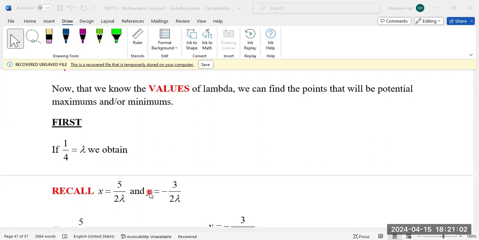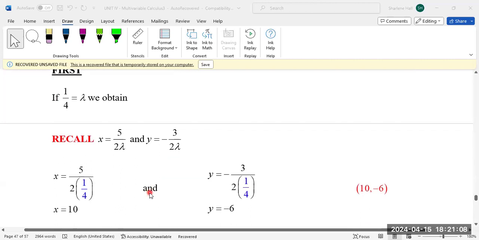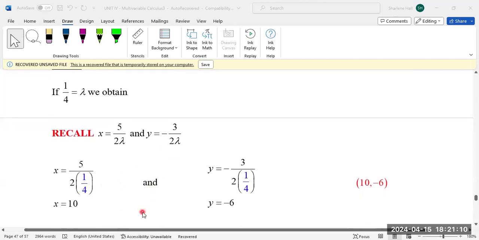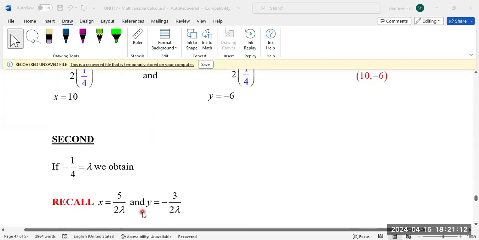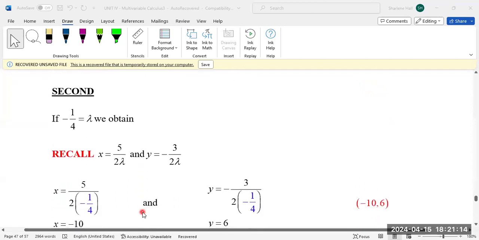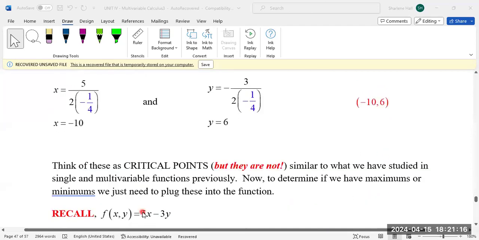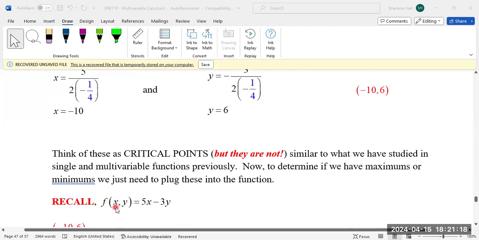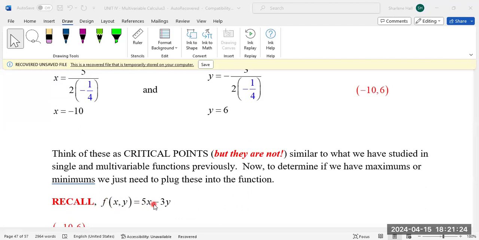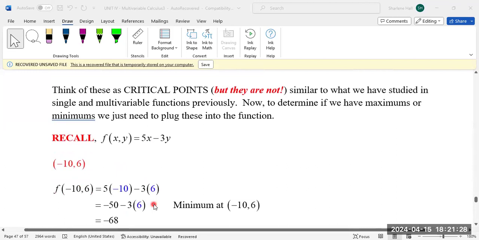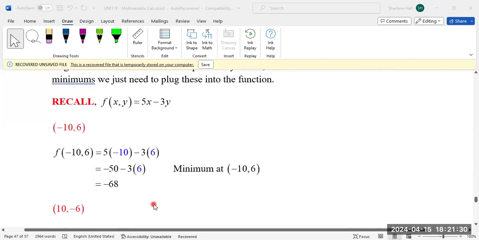So we can now substitute all of that into our formula, the original function that is. So we get the value of x here, we get the value of y. They look like critical points, but they are not critical points. And then we are going to be working back now with our original function, f of x, y is equal to 5x minus 3y. We substitute. We get a positive value. Positive means maximum. Negative means minimum. You think you catch that?